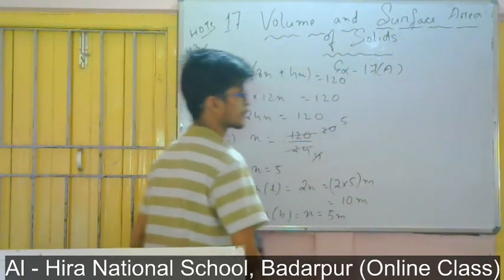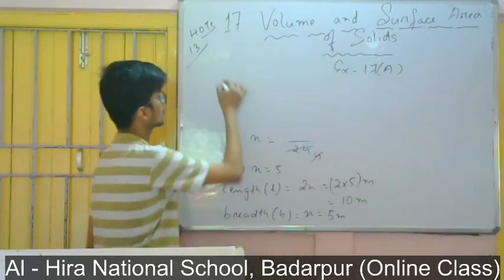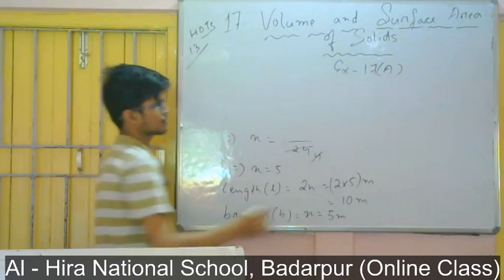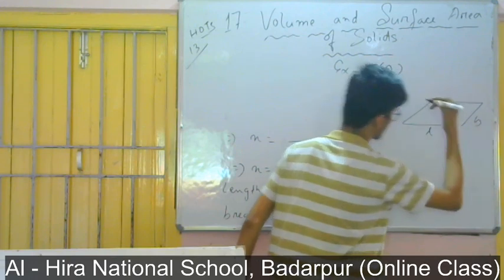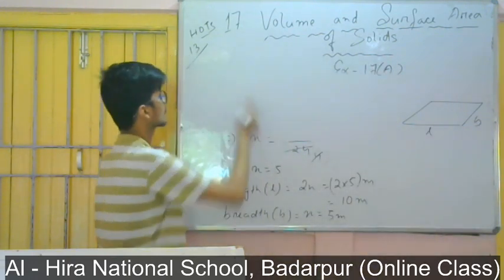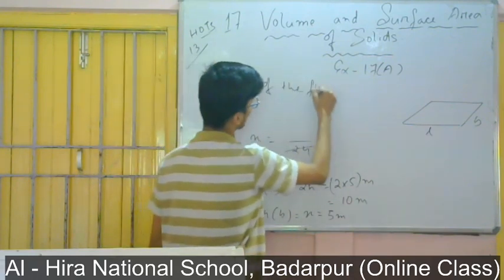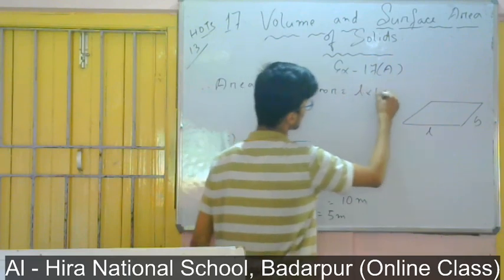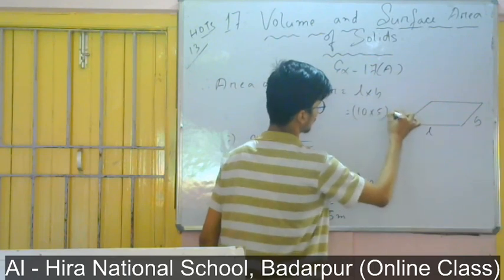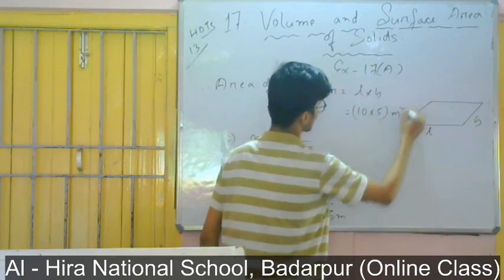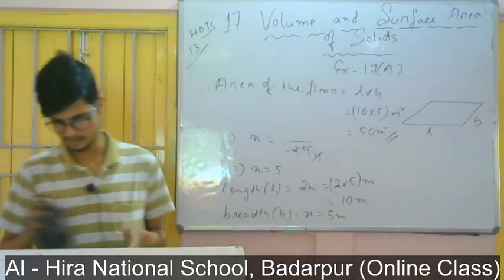So now the last line. Question is to find the area of the floor. So we know the area of the floor, it is like this, the base, here only length and breadth are there. That means area of the floor will be length into breadth. So therefore area of the floor equals length into breadth. Length here it is 10, breadth here it is 5 meter square, 50 meter square. So this is the required answer.